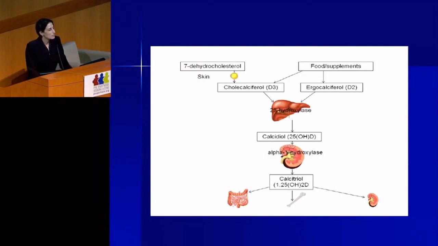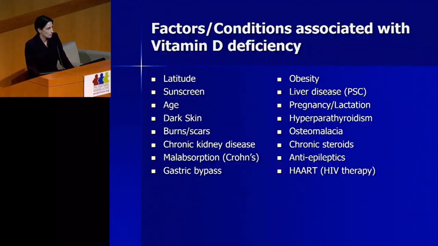Vitamin D metabolism is a complex affair, but guess what's in the middle of all this? The liver. So if your liver is not working well, you're going to have trouble with metabolism associated with vitamin D. And if you look at all these factors associated with vitamin D deficiency, here are the usual culprits coming up again.